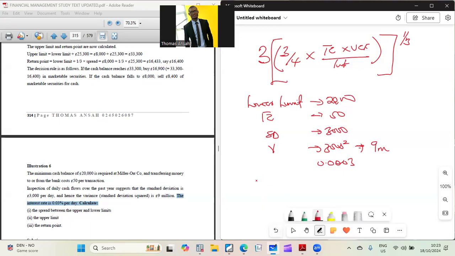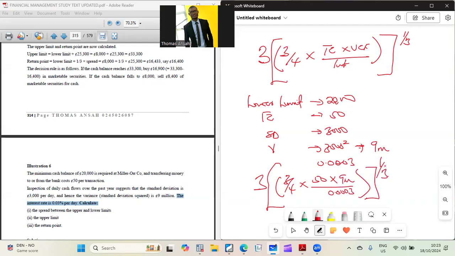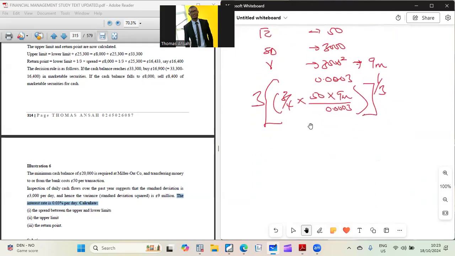Now, if we calculate, let's do it. 3/4 of 50, 9 million, 0.0003. All right. So do that. So when you punch this, I have like 31,200. And this is the spread.